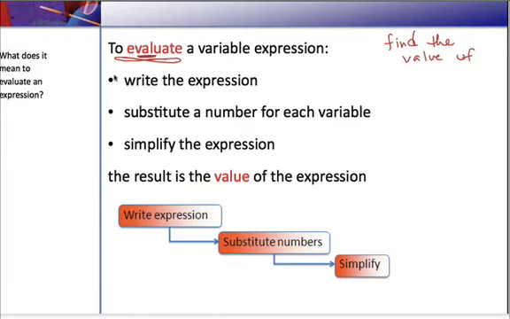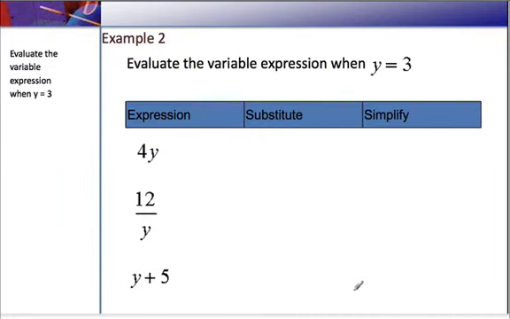So to evaluate a variable expression, we're going to start by writing the expression, substituting in a number for the variable, and then simplifying the expression. The result is, of course, the value of the expression. So we write the expression, we substitute in our numbers, and then we simplify. So let's do an example.